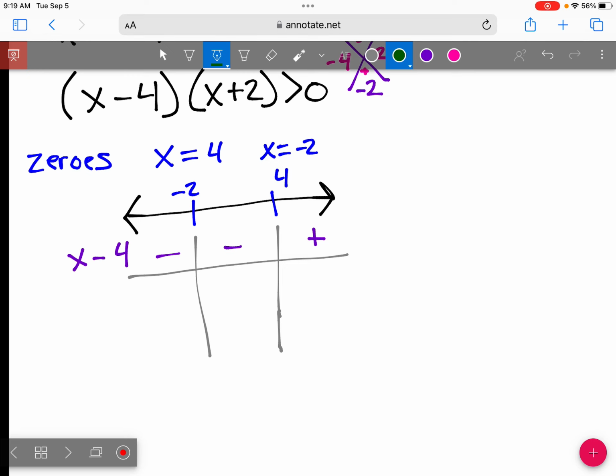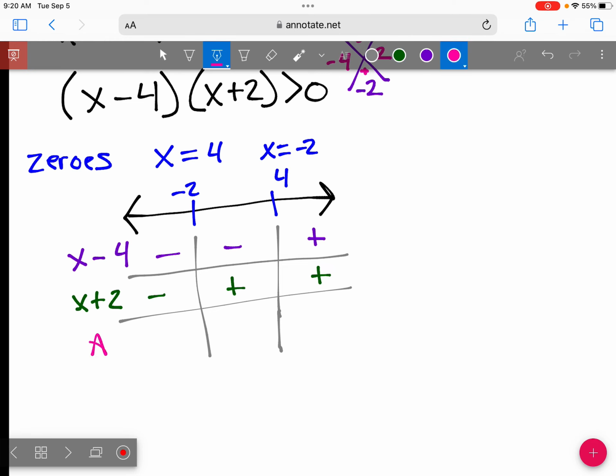So I'm going to take my other term, x plus 2. If it's a number smaller than -2, is this going to be positive or negative? Negative. If it's a number between -2 and 4, is this positive or negative? If it's bigger than 4, positive.